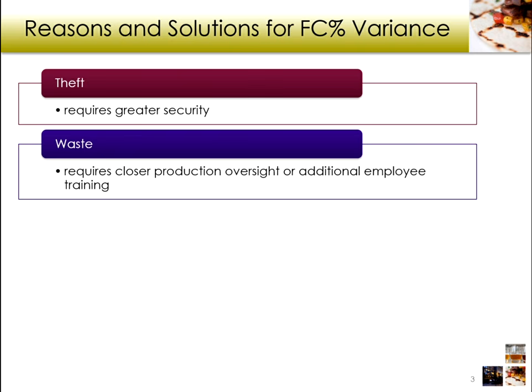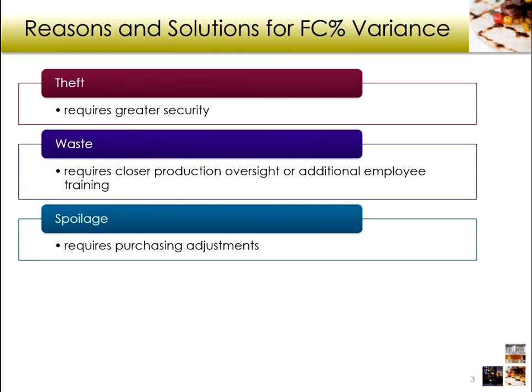Waste is the next one. So waste, in this case, we're talking about overproduction, right? And we'll get into subsequent chapters where we're talking about forecasting, so we know how much production we should be making, so we can control this area. But if we're making 100 hamburgers a day, but only selling 12, we're throwing a lot of hamburgers out, right? Or staff are eating them, right? And that's waste.